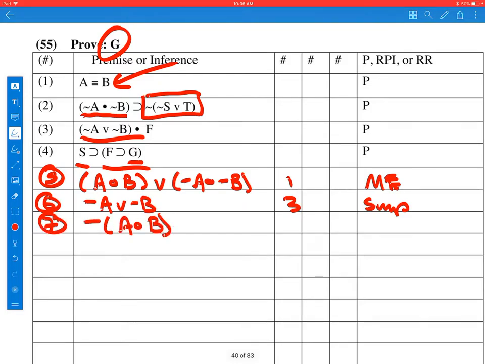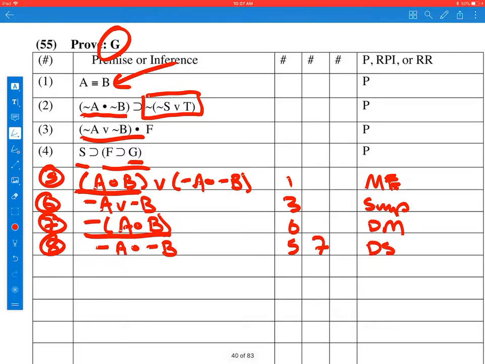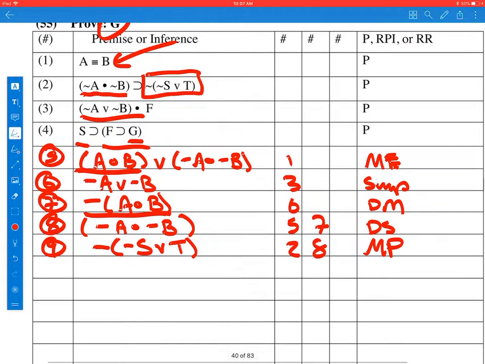And now let's do De Morgan's on that. We get not A and B from 6 by De Morgan's. Okay, so now notice what we've got on 7 is the opposite of the first disjunct on 5, which means we can do a disjunctive syllogism and get not A and not B. That's 5 and 7 ds. And this, line 8, is exactly what we needed for line 2 to do the modus ponens, and we get not S or T from 2 and 8 modus ponens.